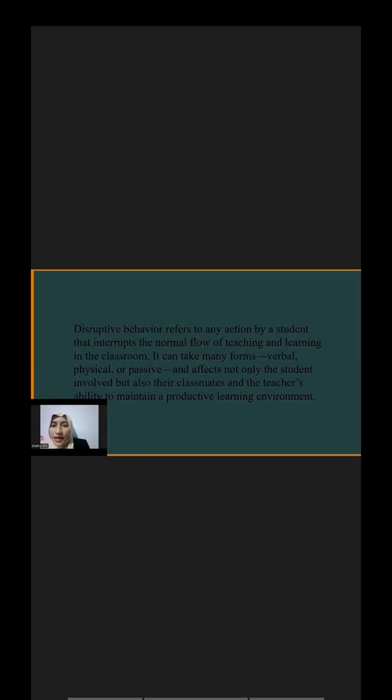Disruptive behavior refers to any action by a student that interrupts the normal flow of teaching and learning in the classroom. It can take many forms, verbal, physical, or passive, and affect not only the student involved but also their classmates and the teacher's ability to maintain a productive learning environment.